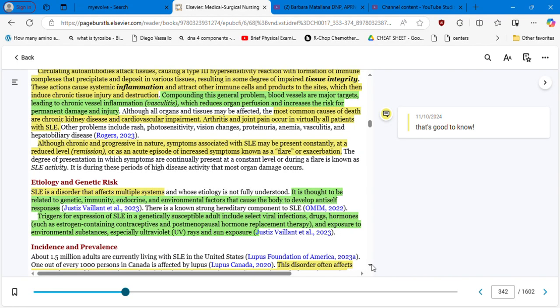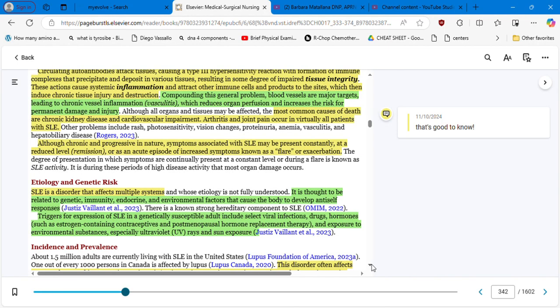So in these 2-3 lines, I mentioned various organs. That's the extent of this condition, right? I mentioned chronic kidney disease, cardiovascular impairment, arthritis, joints, because of this vasculitis. Although chronic and progressive in nature, symptoms associated with systemic lupus, I'm going to call it lupus right now, SLE from now on, may be present constantly at a reduced level, remission, or as an acute episode of increased symptoms known as flare or exacerbation. So either it's going to be in remission or it's going to have a flare or exacerbation period, right?